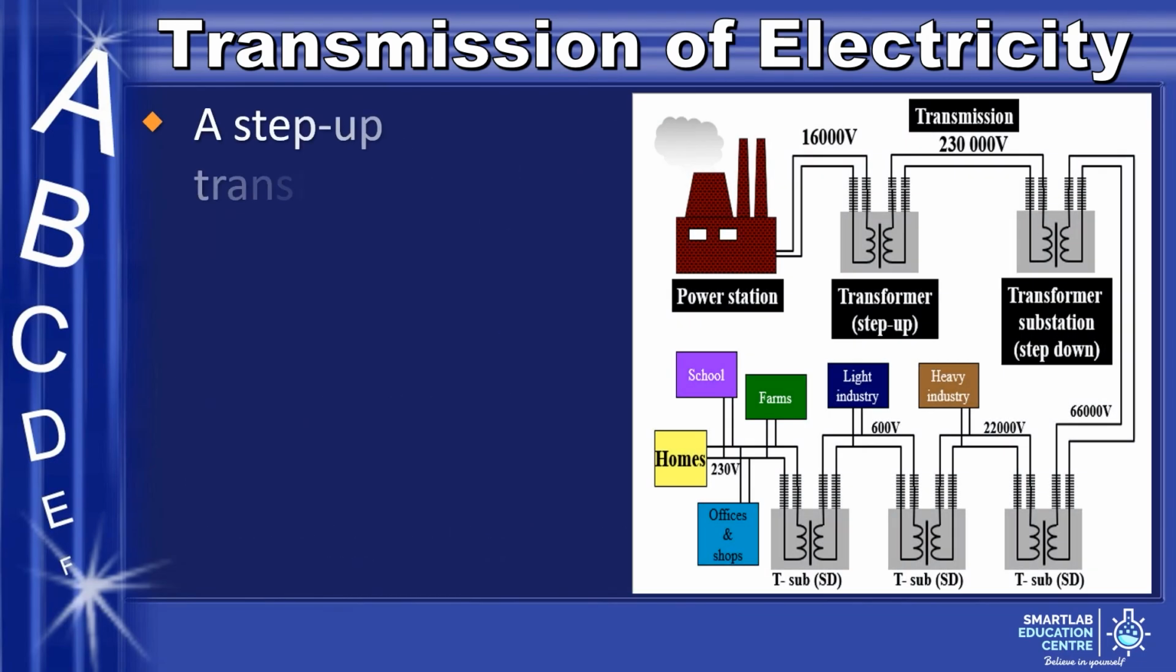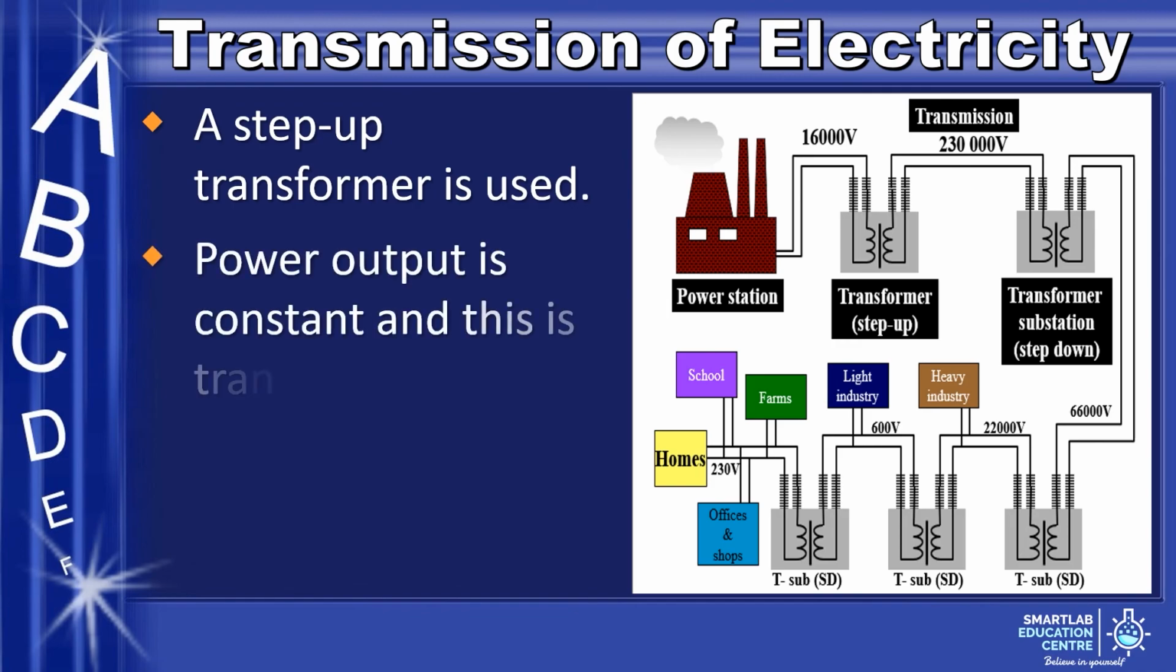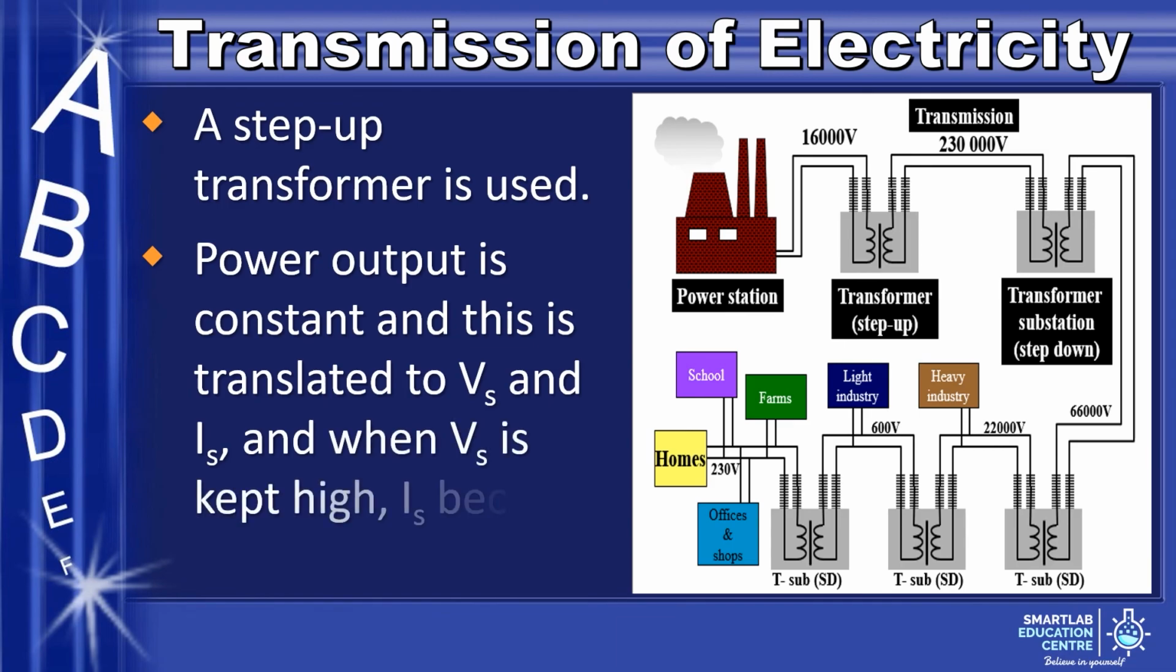A step-up transformer is used when transmitting the current out of the power station. Power output is constant and this is translated to Vs and Is, and when Vs is kept high, Is becomes low.